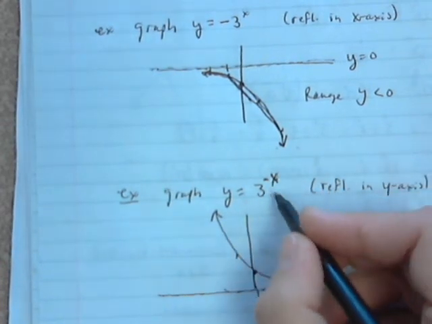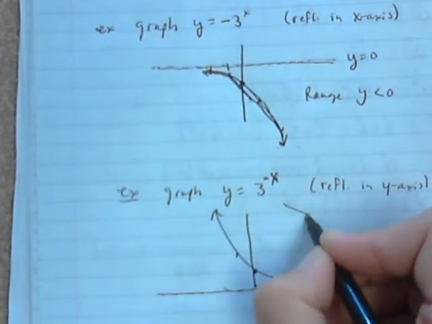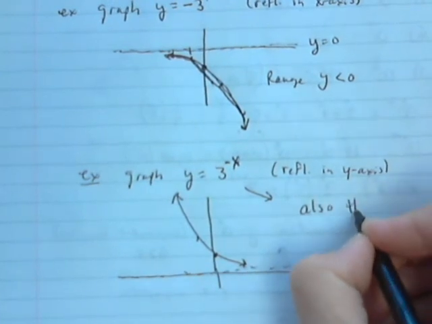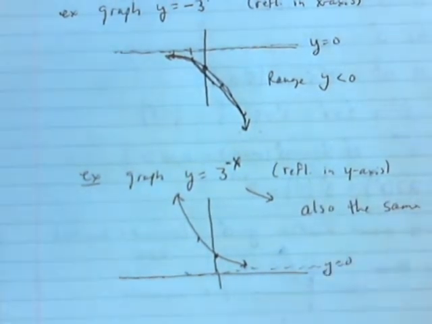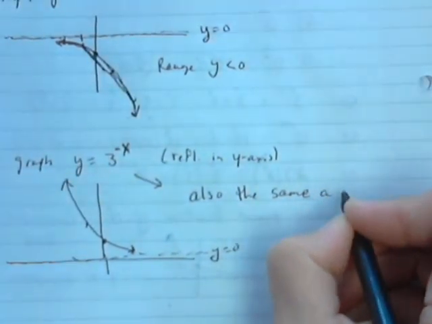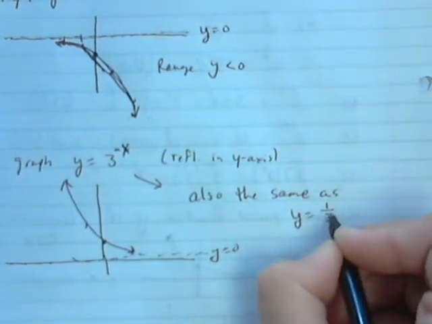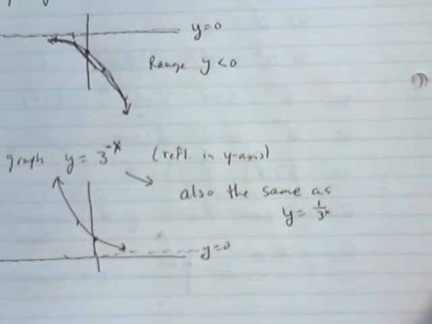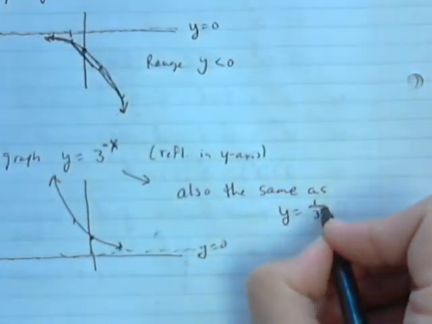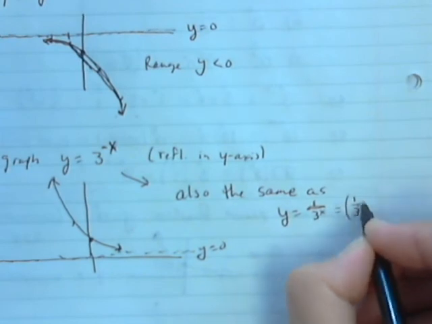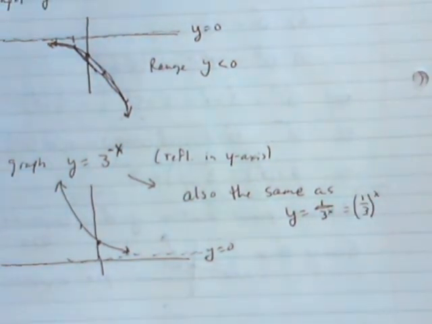Another name for y = 3 to the -x is also the same as y is equal to 1/3 to the x, because of the negative exponent, which is the same thing as 1/3 in parentheses to the power of x.